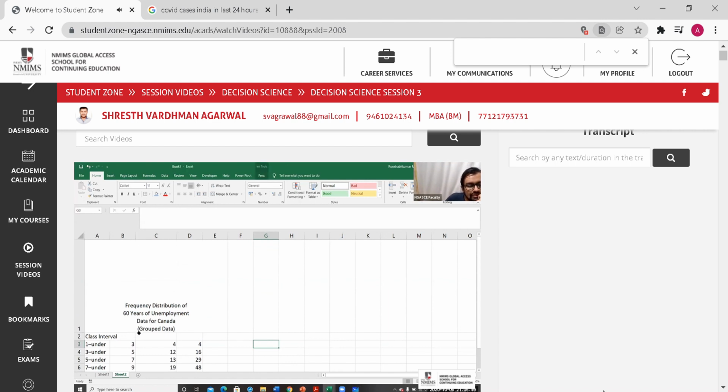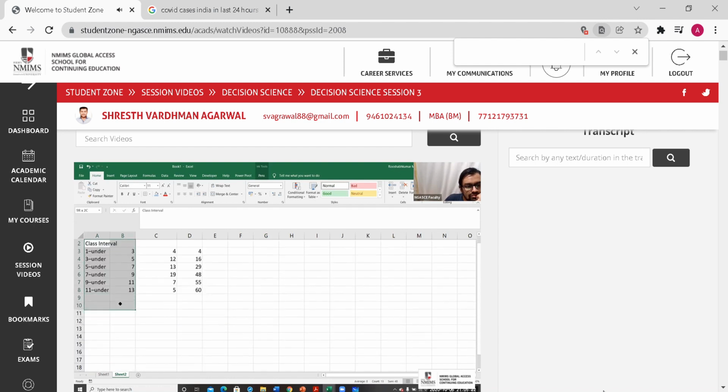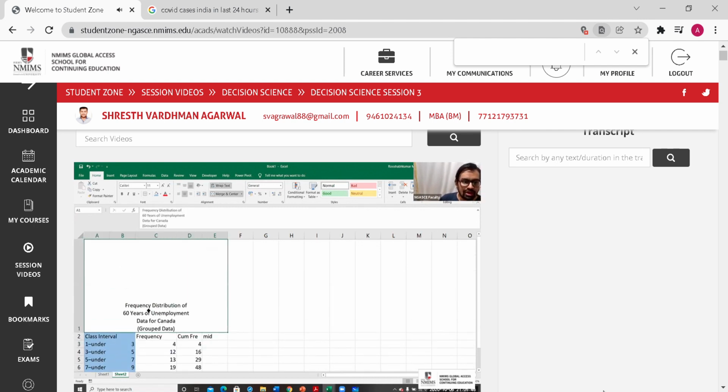This is a class interval. This is a frequency. This is a cumulative frequency. Tell me how to find out. You need to find the midpoints. This is like the unemployment rate of Canada in the last 60 years. So if the unemployment rate is between 1 to 3% for 4 years out of 60, the midpoint is 1.5.